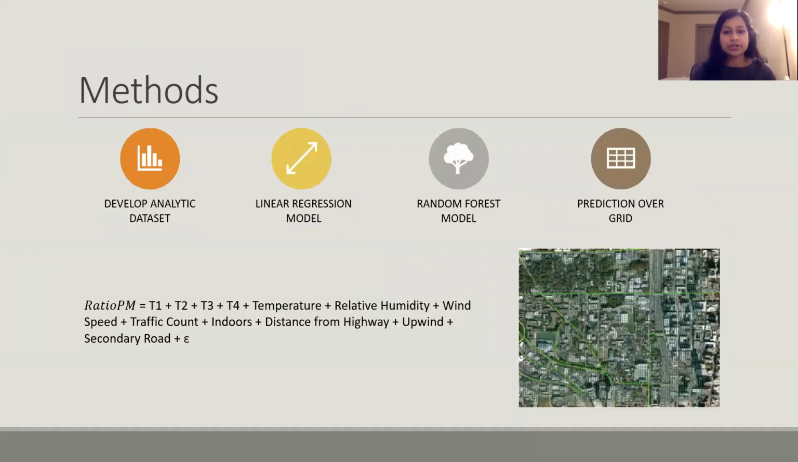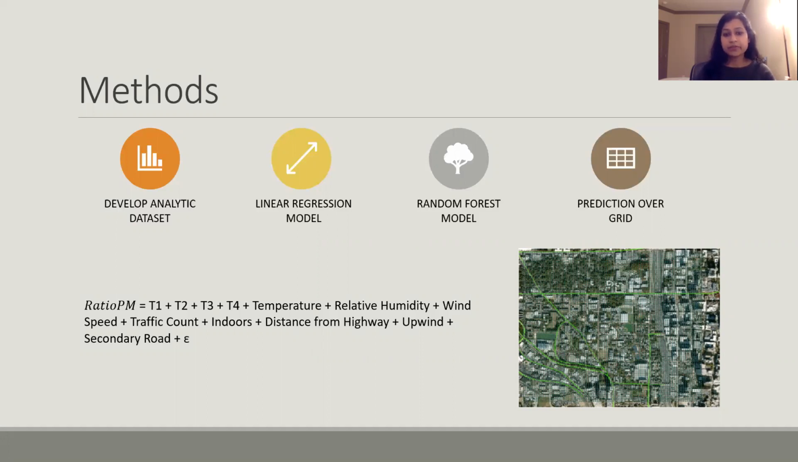The first step was to create rules so that all data sets could be at the same temporal level. Once we had the main analytic data set, we derived some variables such as an indicator for whether the subject was indoors, whether the wind was blowing towards the subject, the time of the day, if a secondary road was within a 50-meter buffer area from the subject, and the distance to the main highway.